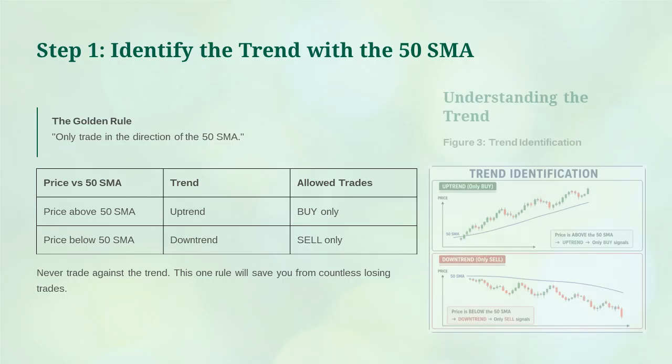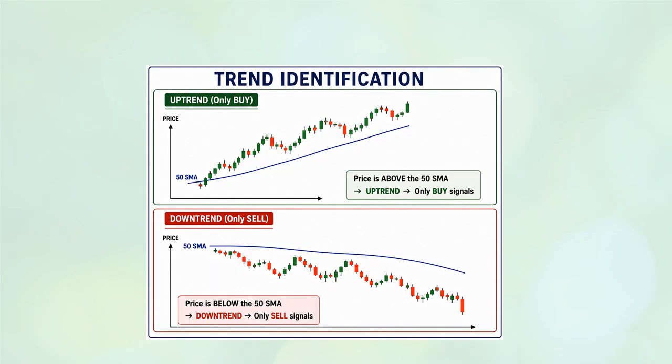Reference Figure 3. Look at this chart. When price is above the SMA, it's a clear uptrend. When price is below, it's a downtrend. And when price is chopping around the SMA, that's a ranging market. We don't trade. Never trade against the trend. This is the most important rule in all of trading.